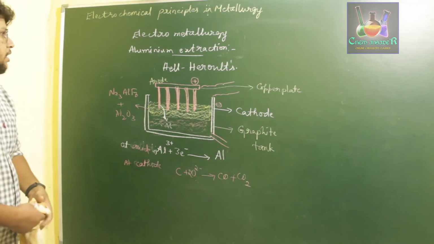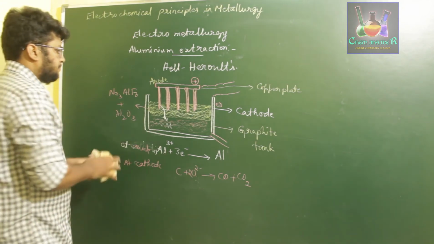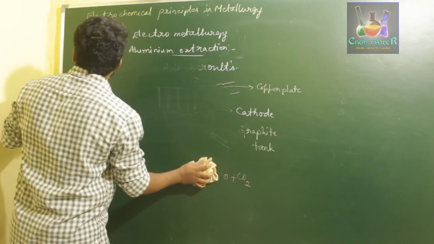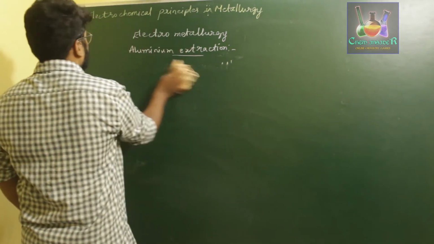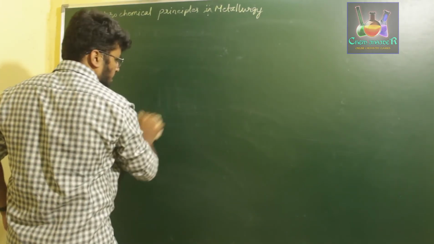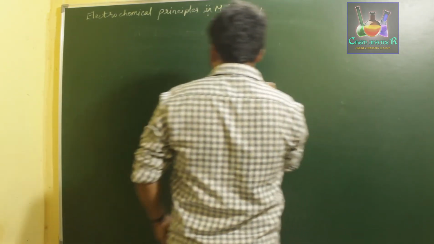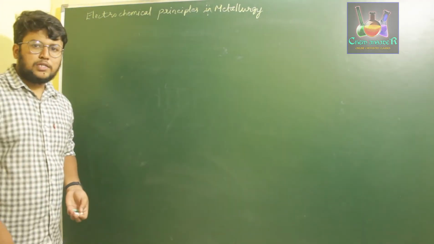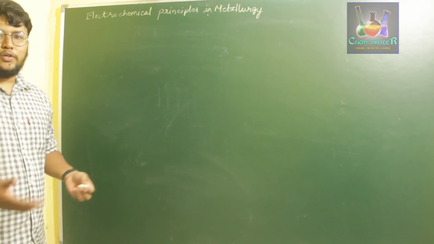Okay. Next is the hydrometallurgy process for extraction of copper. As I said in the earlier case, we use iron for reducing copper, right? We use iron for reducing copper because it has a greater electrode potential for getting oxidized.